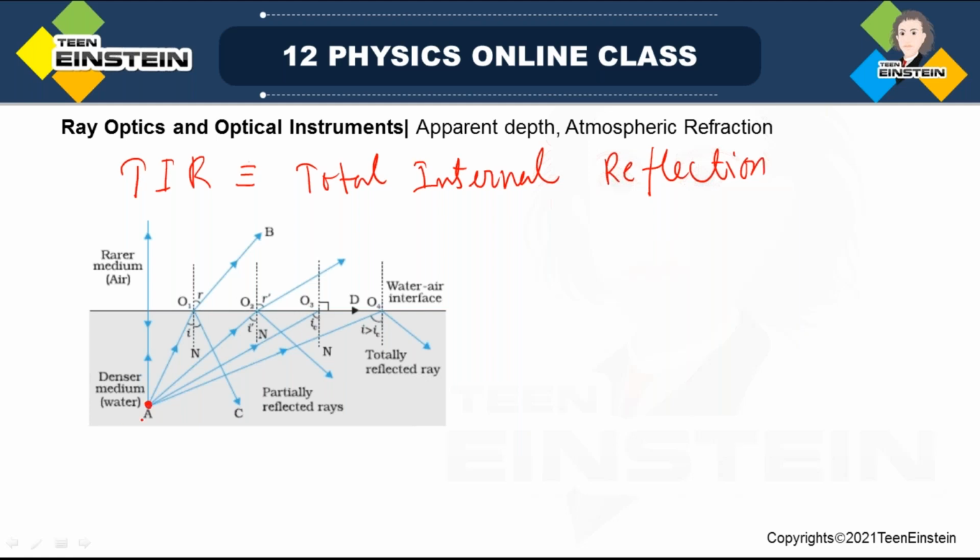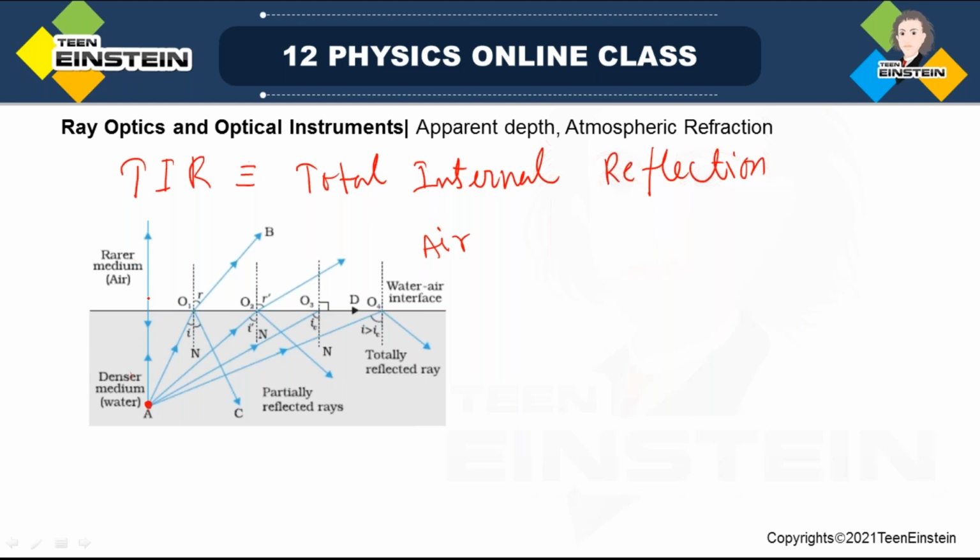Suppose there is an object inside the water, and you are seeing it from the surface of the water. This is the air, and this is the water over here. As you can see, this is the denser medium. Some rays go directly and refract, and some part is reflected back. This is internal reflection.